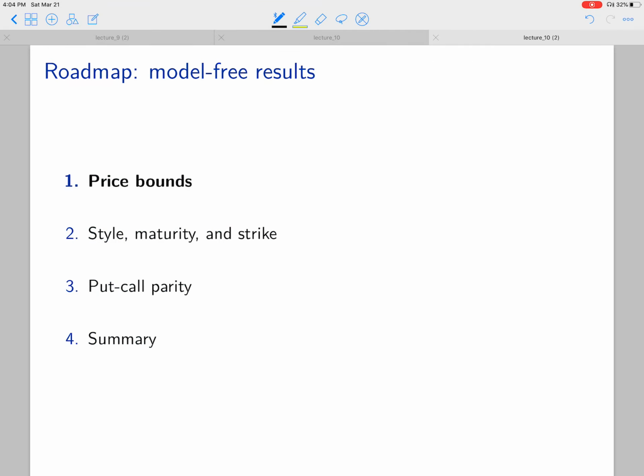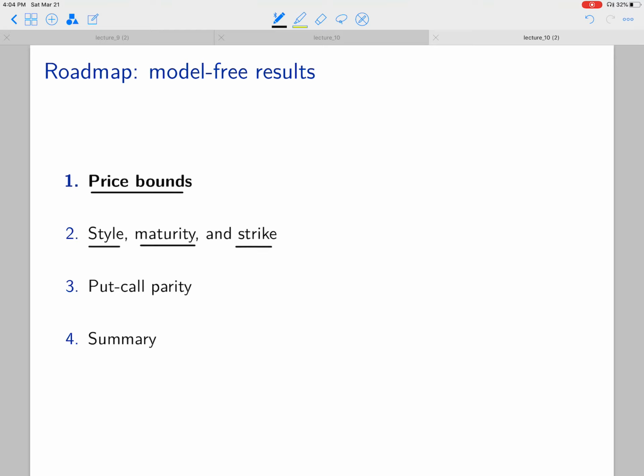Remarkably, it turns out that we can say a great deal about option prices without any explicit distributional assumptions, and these are what we generally call model-free results. In the first half of the lecture, we will learn about two important model-free results. The first is that we can derive upper and lower bounds on call and put prices for European options. The second is that we can generally describe how option prices change when we change certain contract parameters, such as the style, maturity, and the strike.